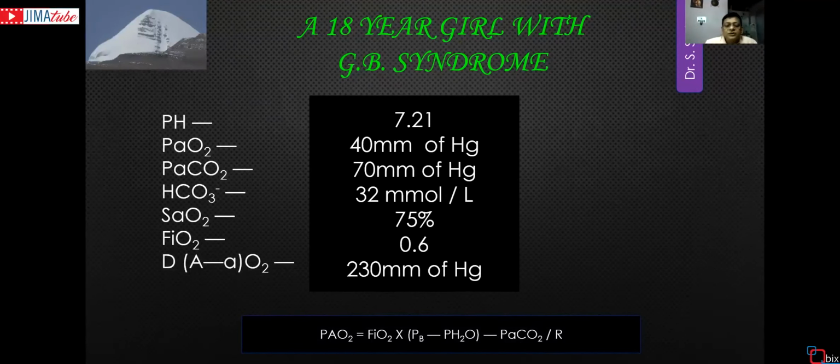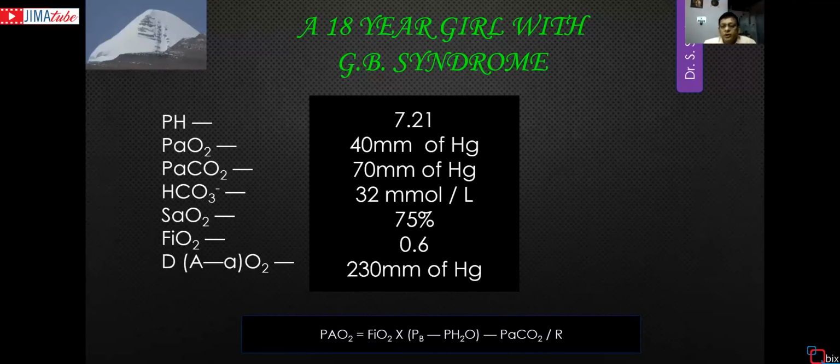And her oxygen gradient is 230 millimole per millimeter of mercury. And so it should be normal in Guillain-Barré syndrome. So it indicates the alveolar arterial oxygen gradient is increased. There should be some underlying lung disease.